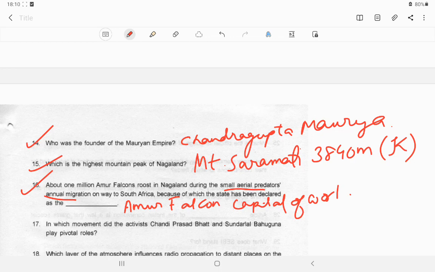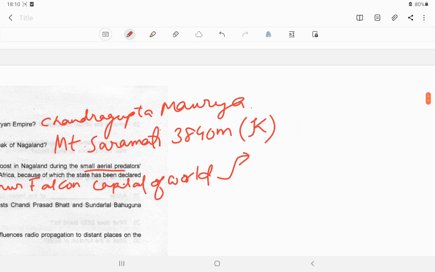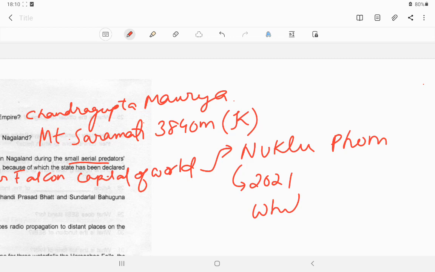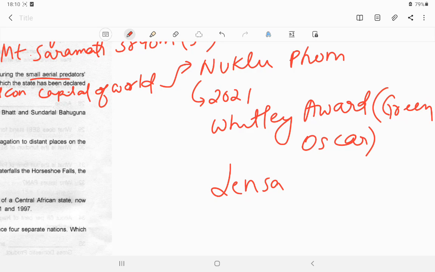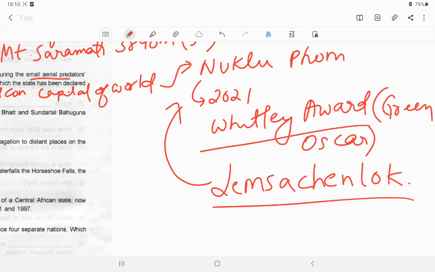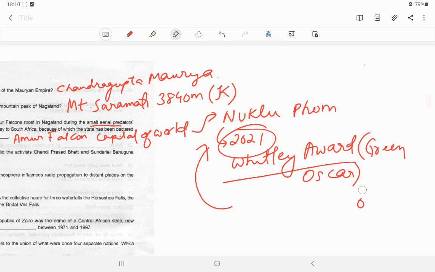On a side note, an Amur Falcon-related person who is famous in exams is Nuklu Phom. Nuklu Phom is a conservationist and in 2021 he won the Whitley Award. The Whitley Award is called the Green Oscar, the Oscar for conservation. His organization is Lemsachenlok. Not Lensa, it is Lemsachenlok. The organization is by Nuklu Phom, who won the Whitley Award in 2021. He belongs to the Phom community, Phom Yongyimchen.